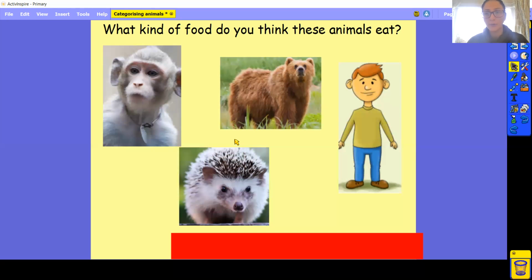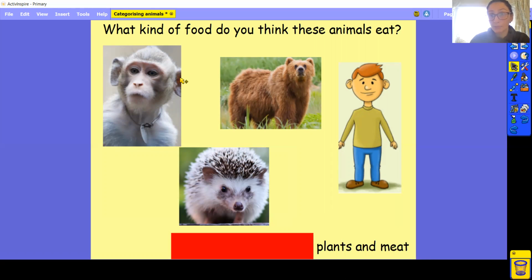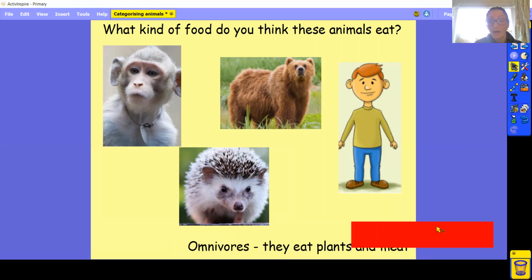Okay, brilliant thinking. So we need both plants and meat to survive, okay? And the same for some types of monkeys, some types of bears and hedgehogs. These need berries, they need plants, they need things like meat to survive. Yes, hedgehogs do eat meat, okay? They eat things like insects and things like that. So we call these eaters omnivores. Omnivores. You have a go. Brilliant. So an omnivore is an animal that eats both plants and meats, okay?